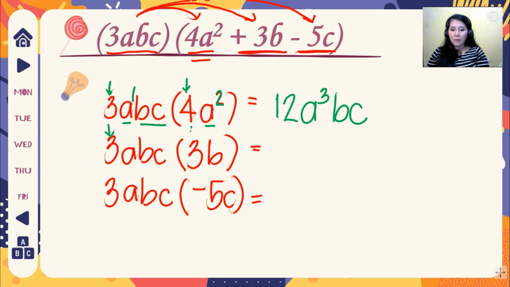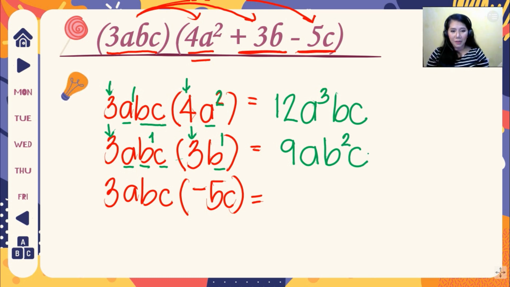Next. Dito naman tayo sa sunod. 3 times 3, that is equal to 9. Then, a. Walang kaparehas. Diba? Wala siyang kaparehas dito. So, a lang. Then, b and b. b here has an exponent of 1. b here has an exponent of 1. So, therefore, b is squared. c has walang kaparehas. So, you just copy. Next.